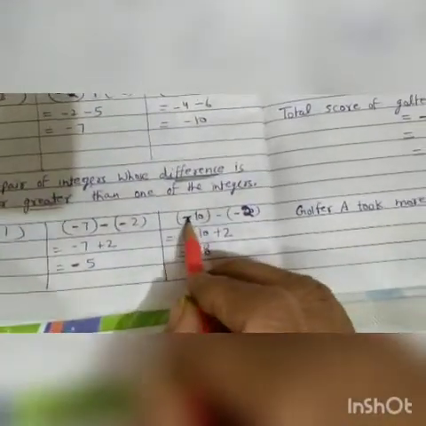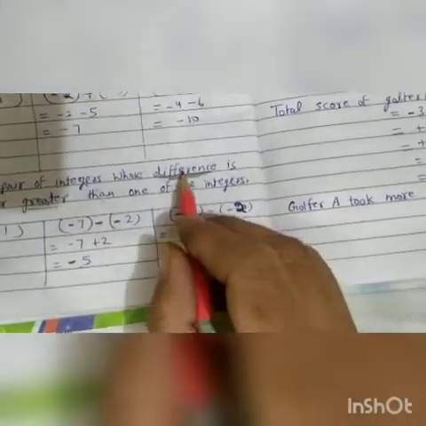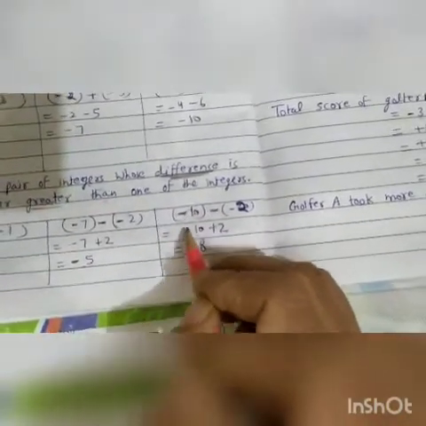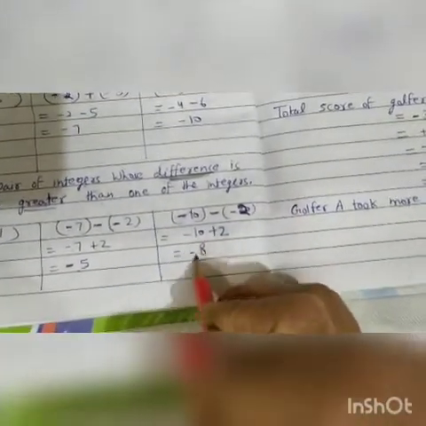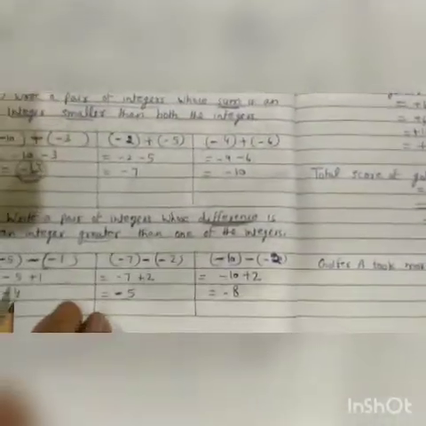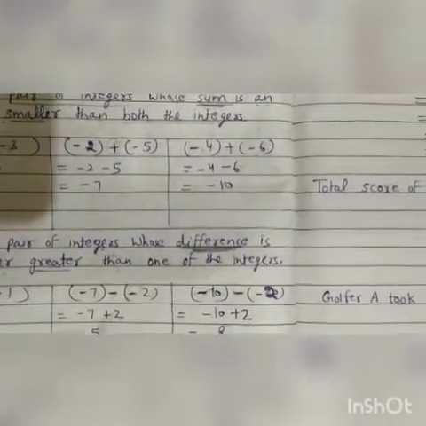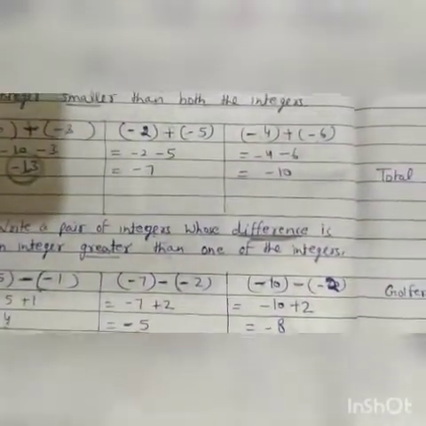One more example. Here I have taken two integers, minus 10 and minus 2. For difference it is a minus sign. Solve it: minus 10, and this will become plus 2. Then we get minus 8. This minus 8 is greater than minus 10. I think there should be no doubt. I have tried my best to explain to you. But still, if any statement or any point is not clear to you, you can ask me. Now come to the next question.